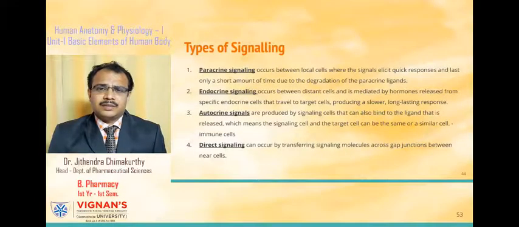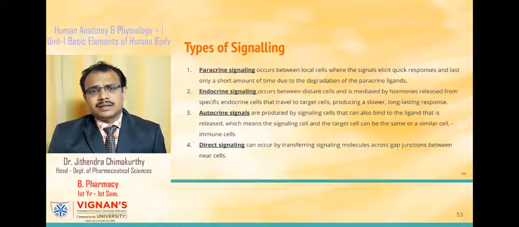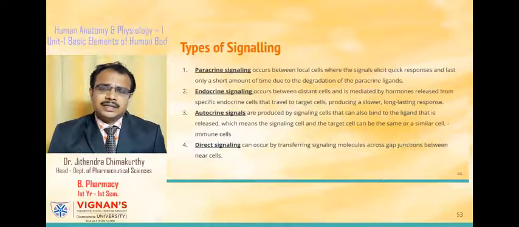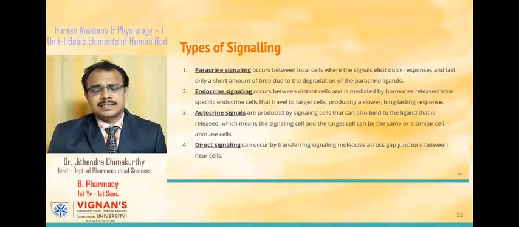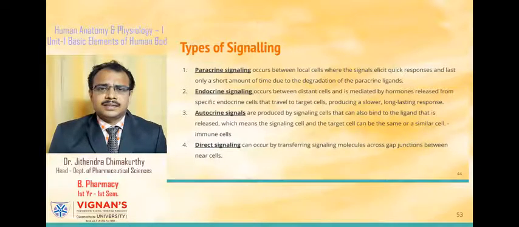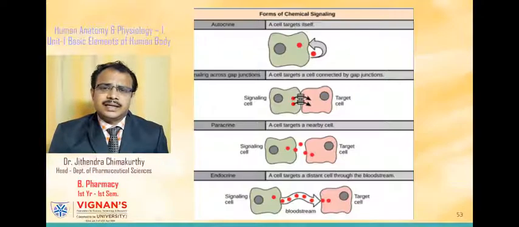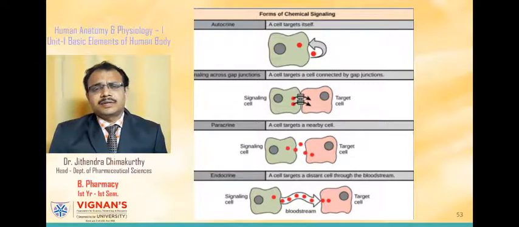This mechanism of sending or receiving signals can be categorized into 4 different methods. They are paracrine signaling, endocrine signaling, autocrine signaling, and direct signaling. Now let's see about them in detail.